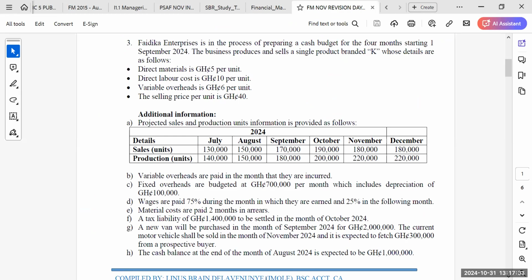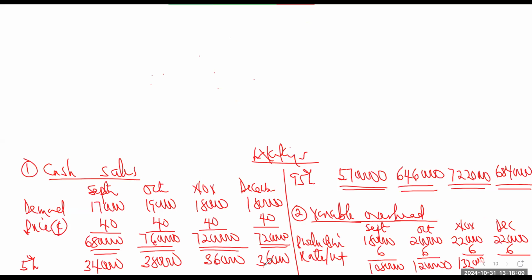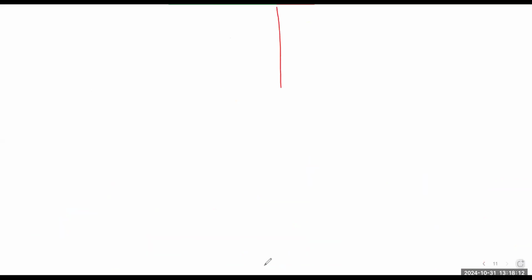Wages are paid 75% during the month in which they are earned and 25% in the following month. What are they trying to say over there? So 75% of the wages for every month will be paid in that particular month, and 25% will be paid the following month, the month following the month in which the wages were incurred. So it means that 25% of August will be paid in September. So we have to calculate the wages itself.